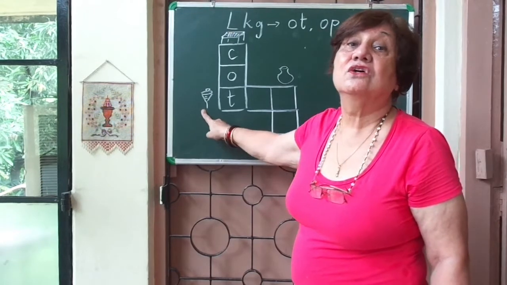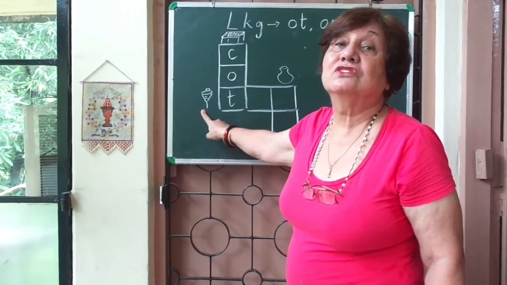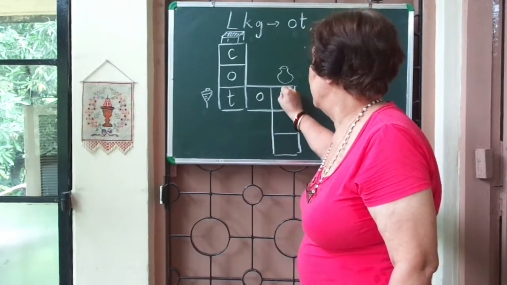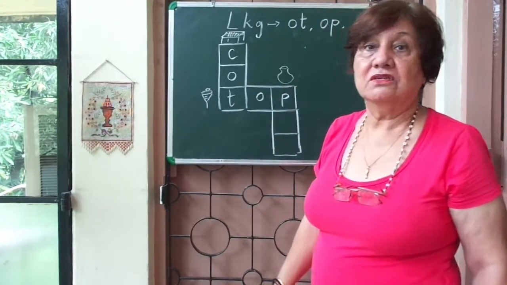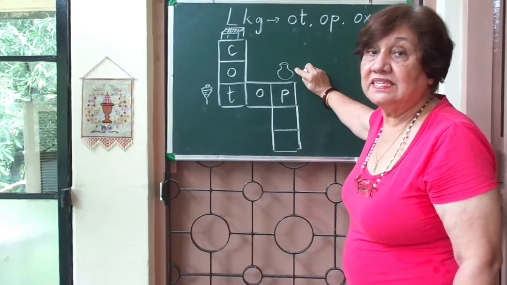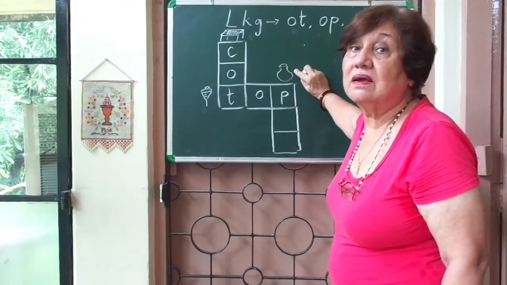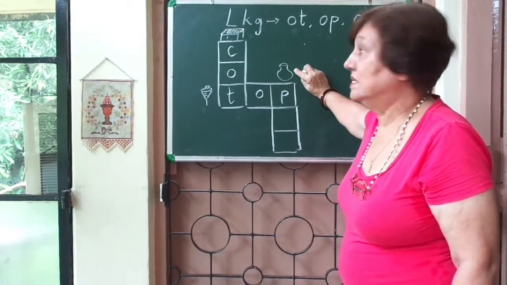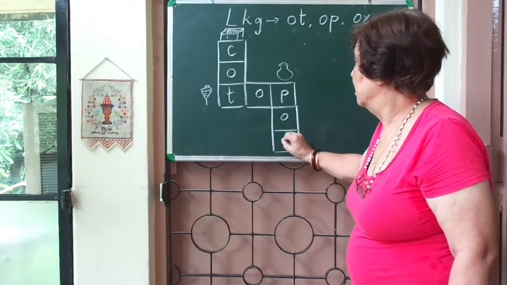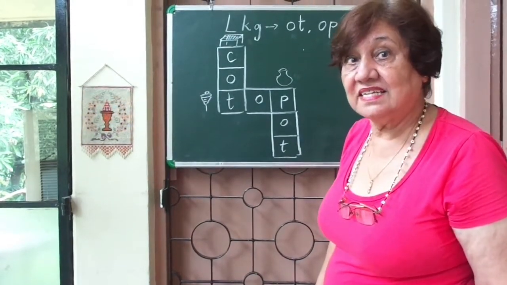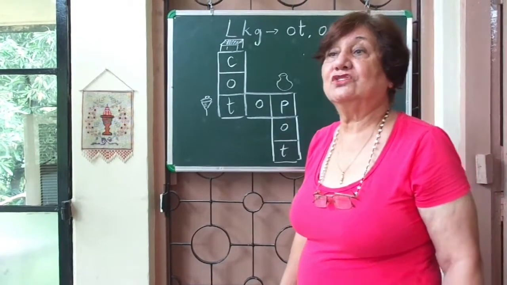Now what picture is this? This is a top. So how will I spell top? T, O, P. Top. And this picture here, it is a pot. P. How will I spell pot? P, O, T. Pot. So did you understand this, children? I'm sure you must have enjoyed it.